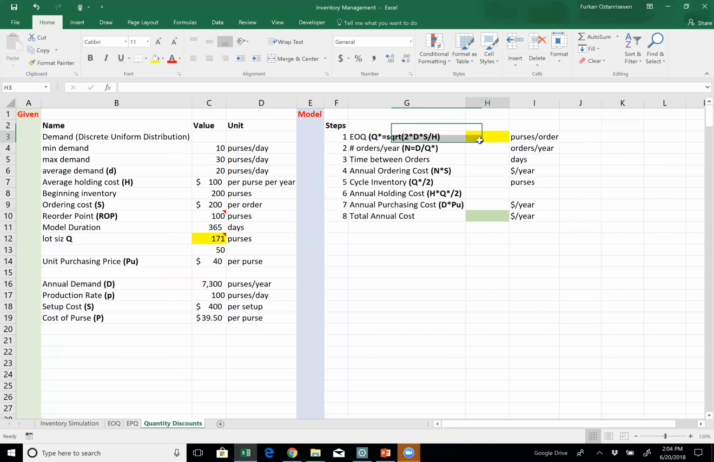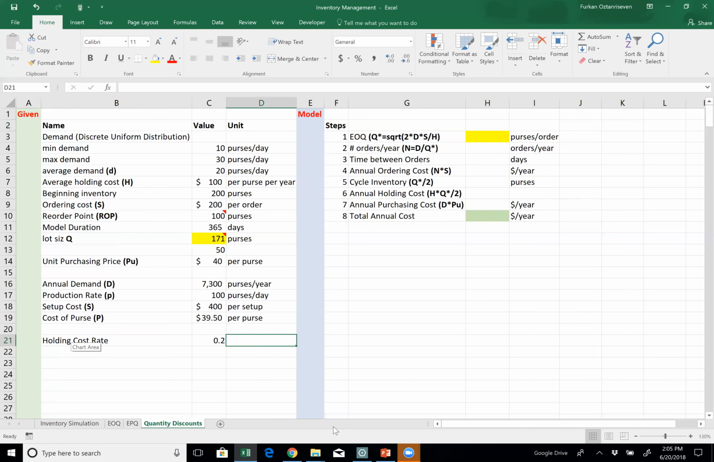So now the first step is to calculate the EOQ model, right? Before going to that though, my price and holding cost will change. So let's introduce new parameters here. The first new parameter here is the holding cost rate. And we assume this number to be 20%.